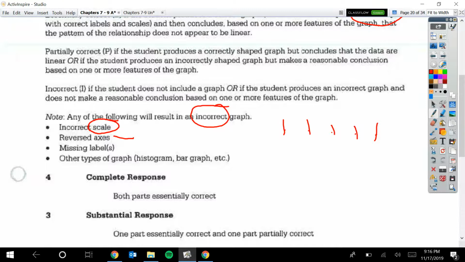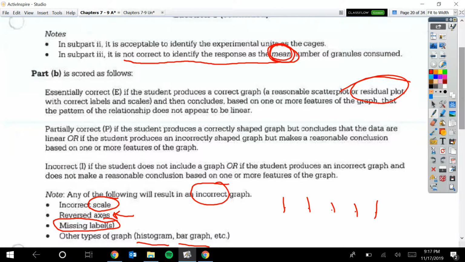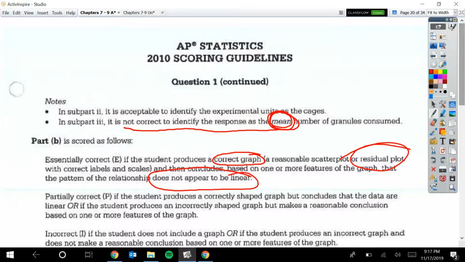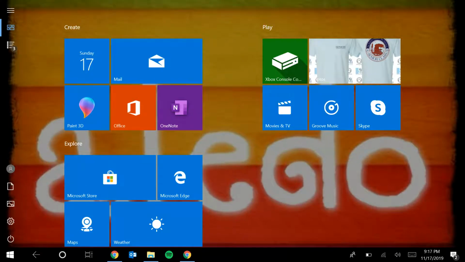If you reversed the axes and put the response on the x-axis, if you are missing the labels, or if you did something else, a histogram or a bar graph, you had to do that scatter plot to get credit. So in order to get credit, you had to have a correct graph with all the correct labels and scales, and then state that it does not appear to be linear based on the results of your graph. All right, so you can see how you got your points on that.